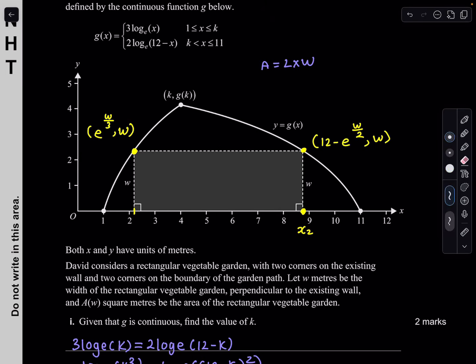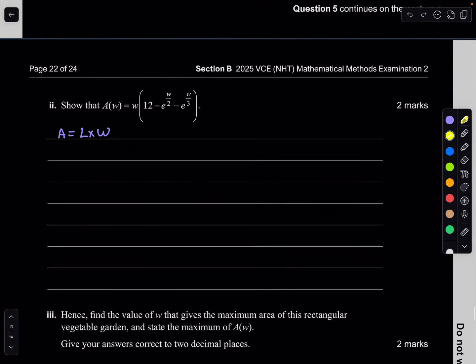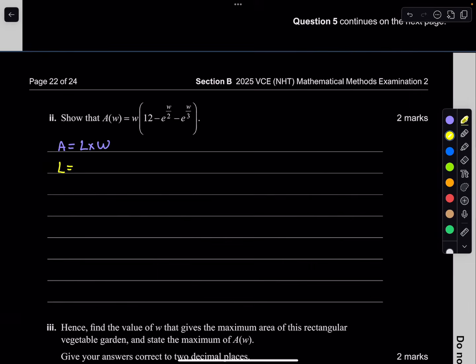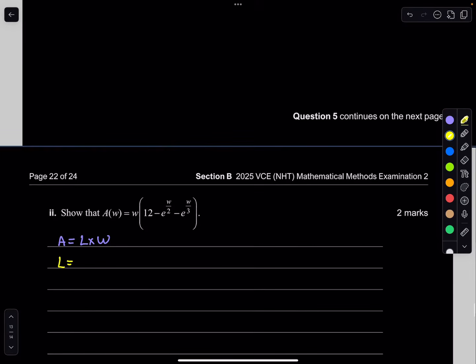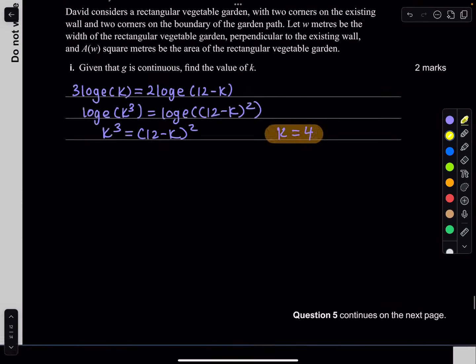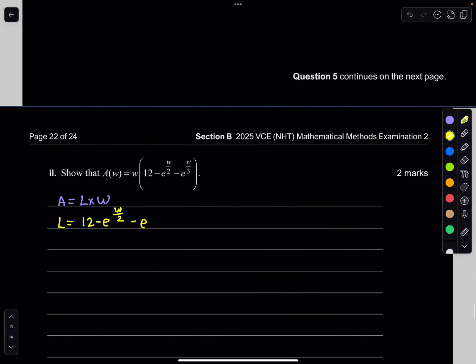So we got these two. So we got x2 and x1. And of course, the length is just subtracting this by this. So length is, of course, 12 minus e^(w/2) minus your other x value, which is e to the power of w over 3. That's your length, and that's how we get this length over here. So we can say, hey, then area is your length, which is this whole thing, times w, which you can write just w, times (12 minus e^(w/2) minus e^(w/3)). And that's how we actually get it.